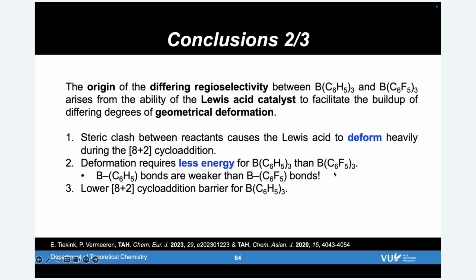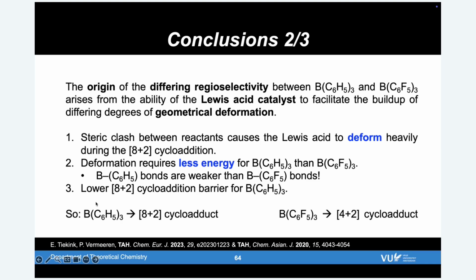So the lower 8+2 cycloaddition barrier for this Lewis acid is because it's easier to deform this Lewis acid compared to the fluorinated version. So you can really control the regioselectivity. So this Lewis acid gives 8+2, whereas the perfluorinated version gives exclusively 4+2.